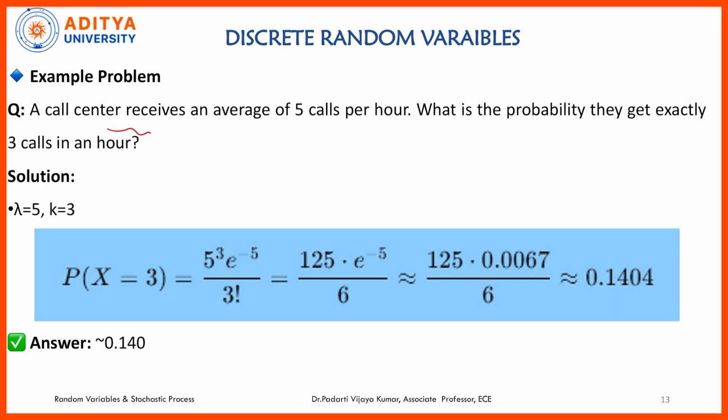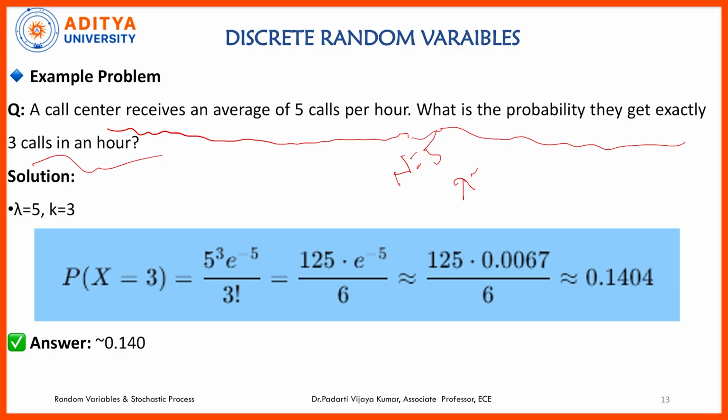A call center is receiving an average of 5 calls per hour. So, per hour they are receiving only 5 calls. What is the probability that they get exactly 3 calls? So, the number of calls received per hour is 5. That means the average rate is 5.